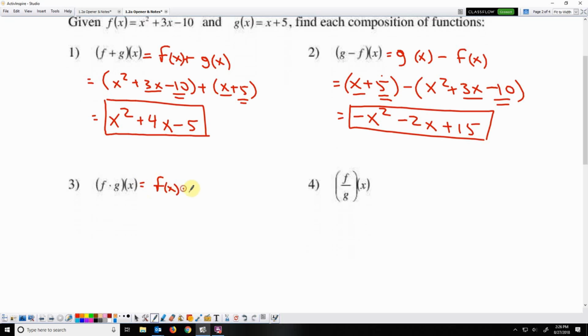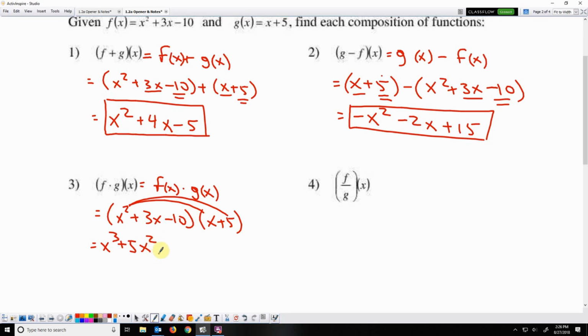Then f of x times g of x. So (x squared plus 3x minus 10) times (x plus 5). So here we need to distribute. When I distribute the x squared, we get x cubed plus 5x squared. Then I'll distribute the 3x, and I'll get 3x squared plus 15x. And then distribute the negative 10. Minus 10x minus 50.